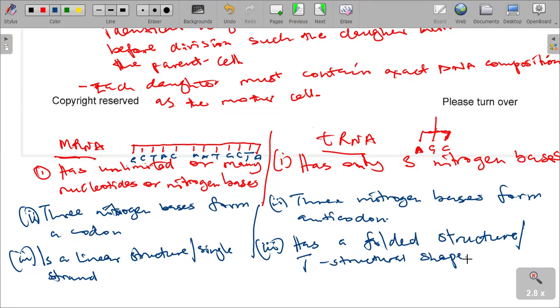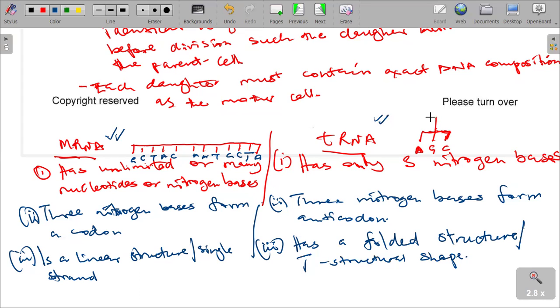That can be quite a straightforward difference. So when they say table, you must draw a table where you can comparatively list the differences between the two items in question. So as you can see, we said mRNA on one side and tRNA on the other side.